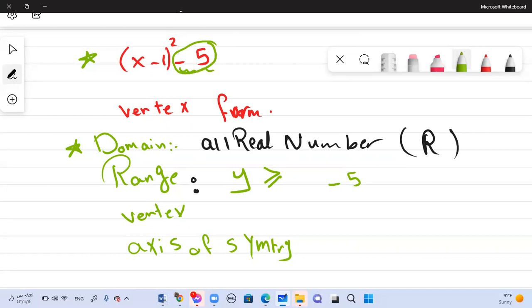If I give you another example after we finish this exercise, what about the vertex? The vertex as an ordered pair: we change the sign of the number inside the bracket, so it will be 1, and the last part without a change, so it will be negative 5. The part inside the bracket we should change. There must be a bracket because this is vertex form.